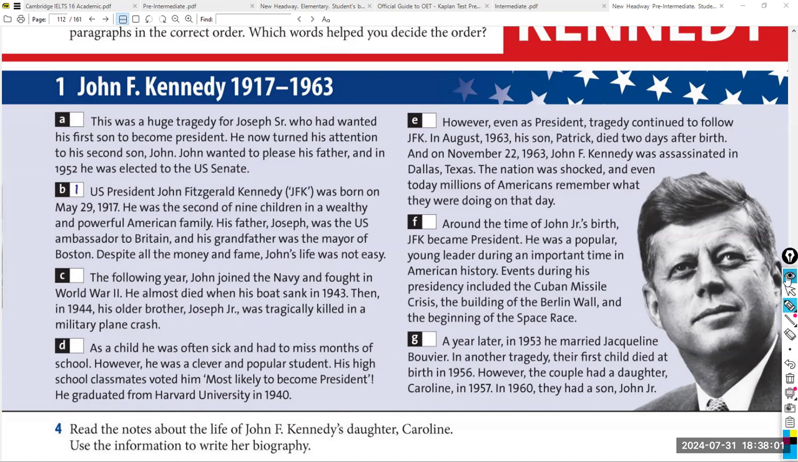Hiba, can you hear me? Yes, teacher. Please, I need you now to read paragraph number 1, which is A. This was a huge tragedy for Joseph Sr., who had wanted his first son to become president. He now turned his attention to his second son, John. John wanted to please his father, and in 1952 he was elected to the U.S. Senate. Okay, thank you so much.